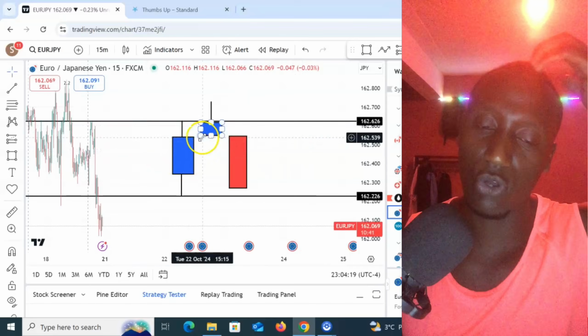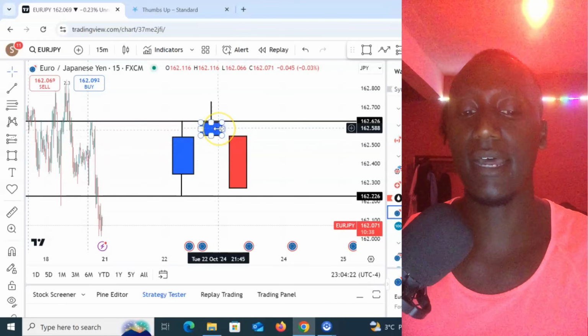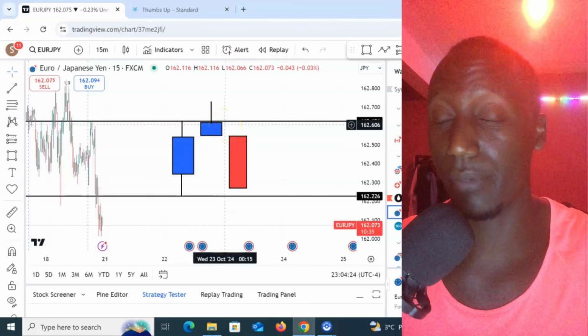Now you can see this is what we call a morning star setup, and yes, it's a morning star, and if I'm wrong, please comment.